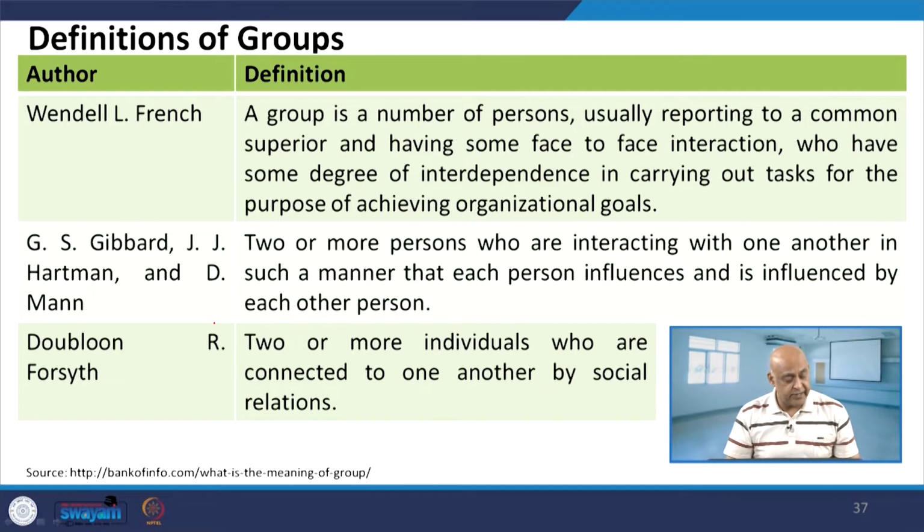Jablon and Forsyth have given another definition: 2 or more individuals who are connected to one another by social relations, right. So this has been explained as part of social relations. But in every definition we will find that the common point is that at least 2 or more members are there, they are going for achieving a common goal, and they are influencing each other. This is a characteristic here. They may be working together with face to face interaction, or for that particular task for which they are interdependent.